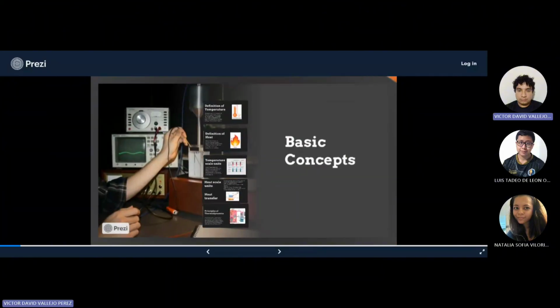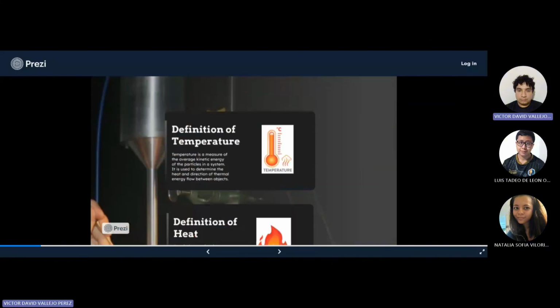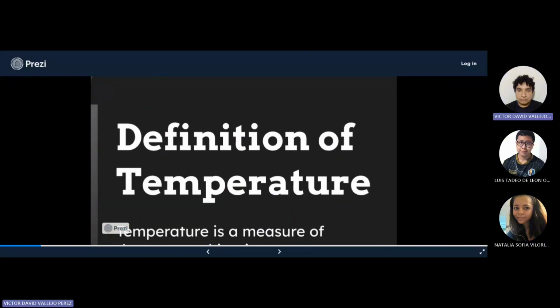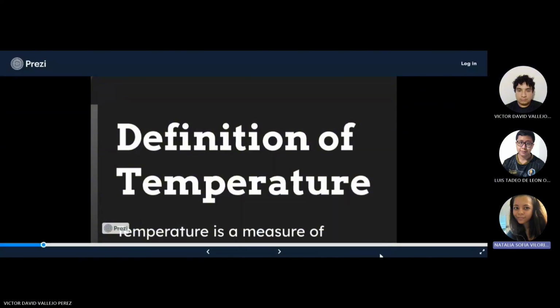Basic concepts. Can you explain the difference between temperature and heat, Natalia? Temperature is a measure of the average kinetic energy of the particles in a system. It tells us how fast the molecules are moving. Therefore, it has different scale units than heat.